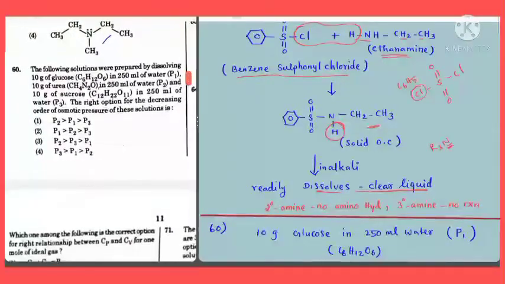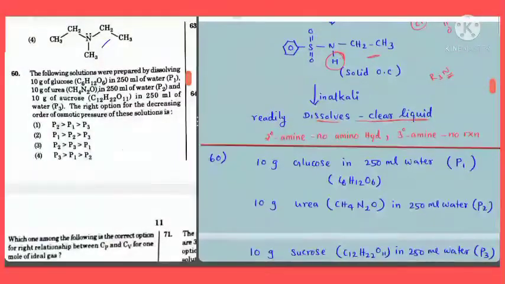Question number 60 is based on colligative properties. We have three solutions: 10 gram of glucose in 250 ml water, whose osmotic pressure is P1; 10 gram of urea in the same volume of water, osmotic pressure P2; and 10 gram of sucrose with osmotic pressure P3. So you have glucose, urea and sucrose with equal mass, 10 gram each.